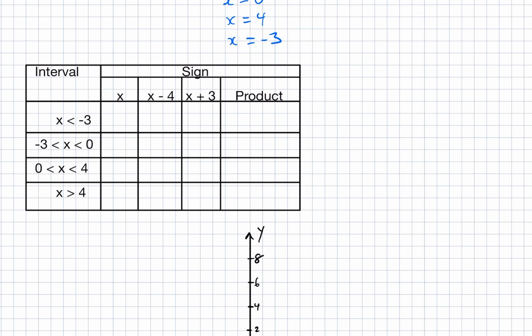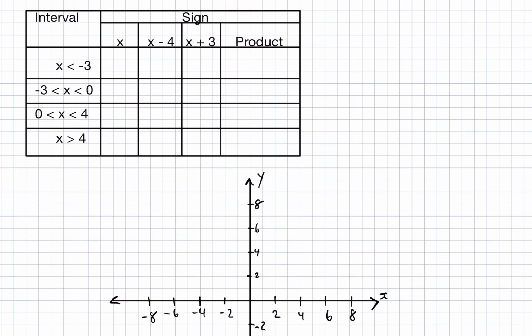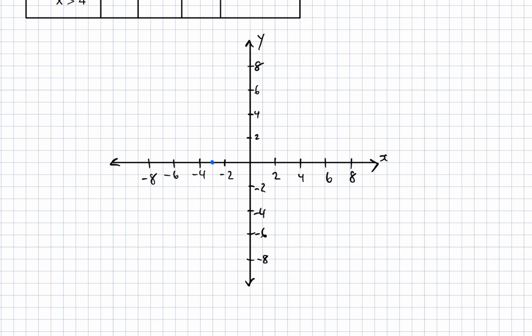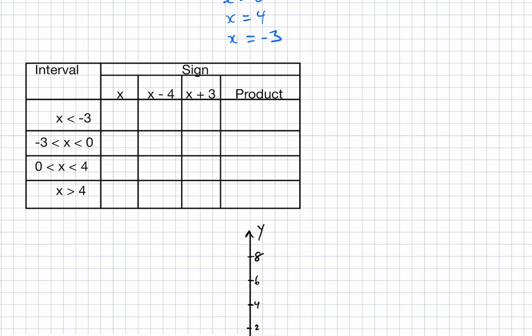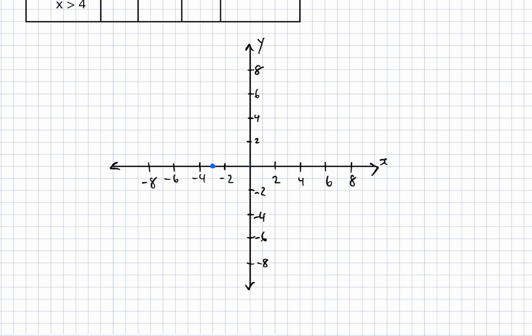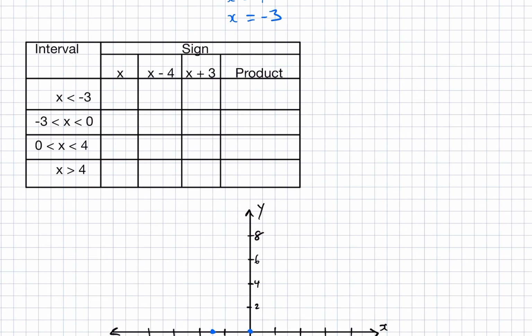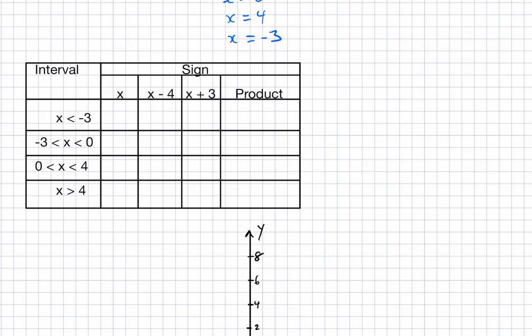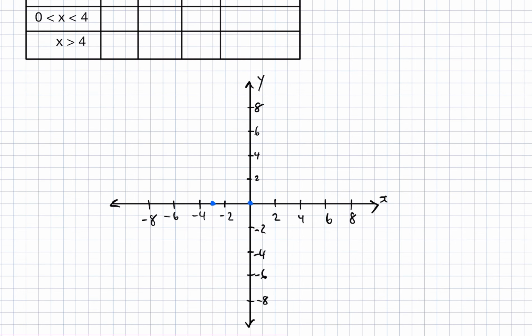What this tells us is that, whatever the function looks like, the graph will intersect the x-axis at these points. So let's go ahead and plot those points. At negative 3, it'll cross the x-axis, because x is equal to negative 3. The next one is at 0, so we plot a point where x is equal to 0. And lastly, we plot a point at x equals 4. So that is right here.